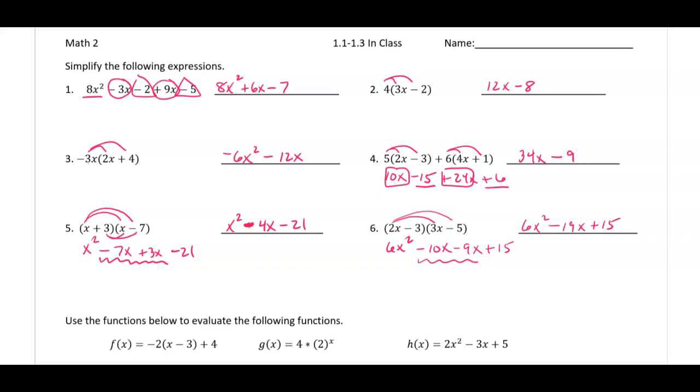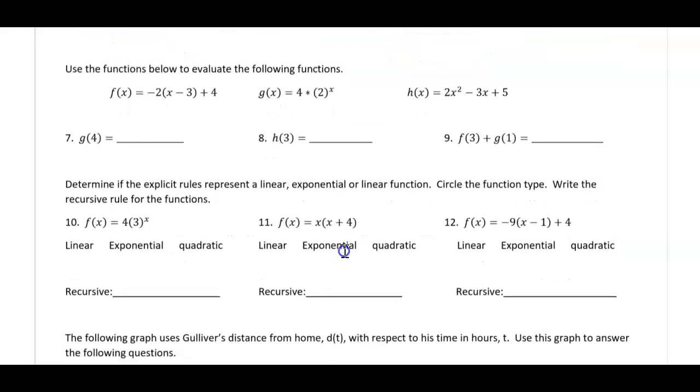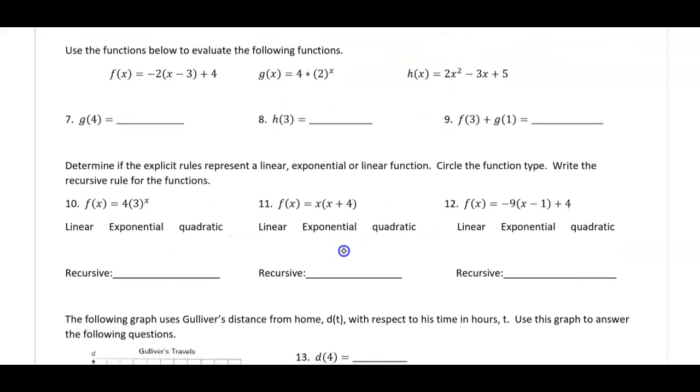So the next one is evaluating functions. Remember, we have three functions here, and the names are f, g, and h. So when I go to evaluate g of 4, I know I'm going to use function g, and everywhere I see an x, I'm going to replace it with a 4. So 4 times 2 to the 4th power. I can either put that in the calculator, or I can simplify the exponent first. So 2 to the 4th power is 16. 4 times 16 is 64.